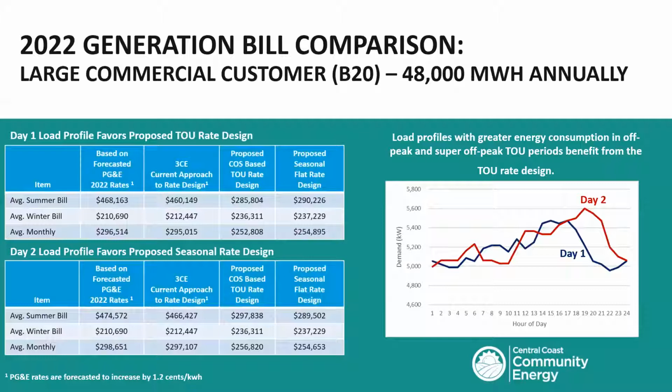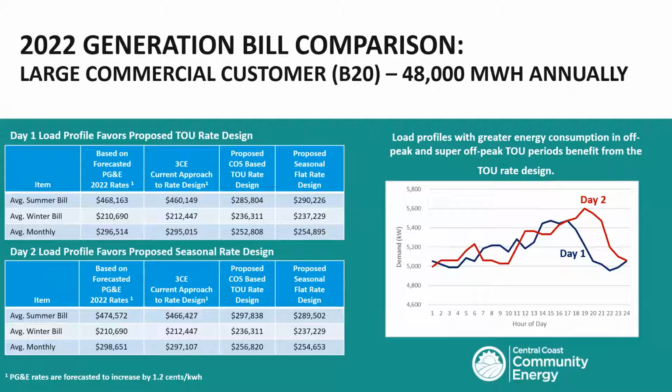All right. So now we're looking at a very large customer. This is 48,000 megawatt hours annually, so that's 4,000 megawatt hours in a month. This is a supermarket, a large retail customer. This customer is really using a lot of power. You can see on a daily basis they're using 5.6 up to almost 6,000 kilowatts, or 6 megawatts, of demand. So they're really putting a lot of demand on the system and using a lot of energy. You can see that the corresponding bill is significantly higher.